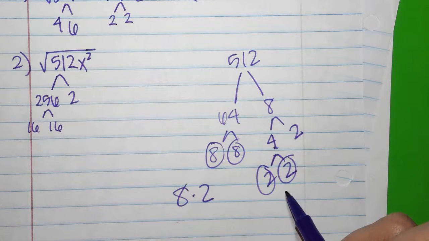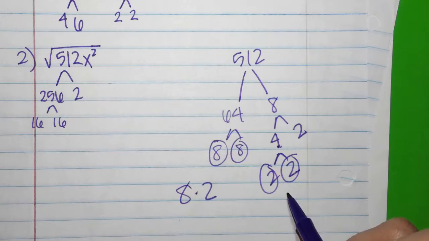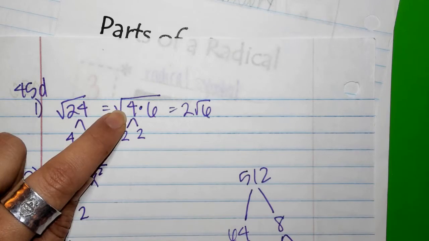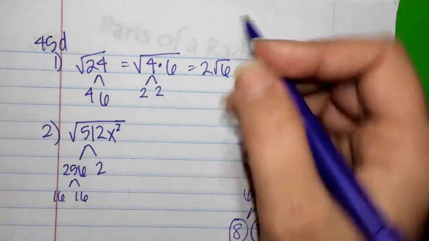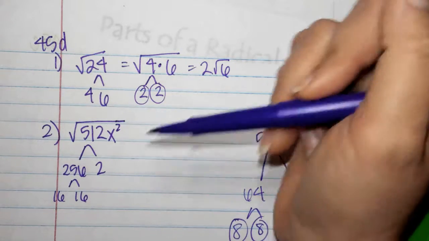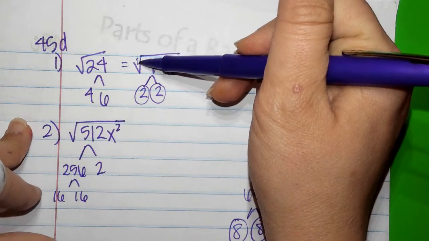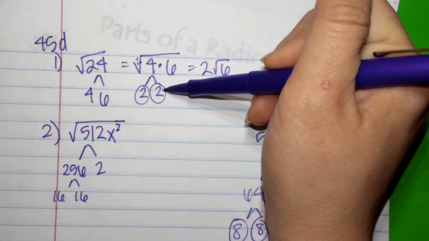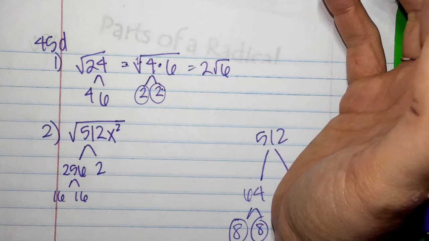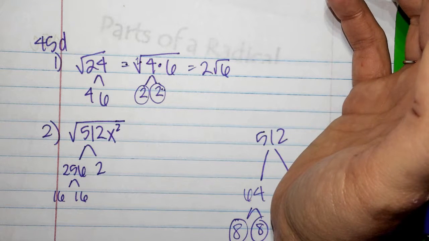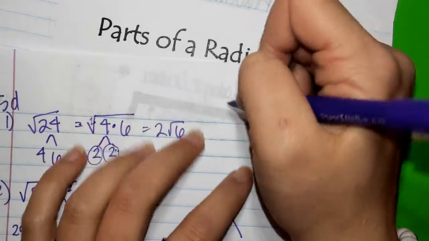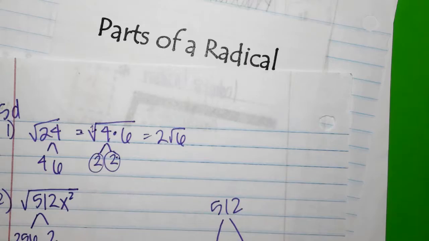On the first one, how did you get the 2 root 6? Because what's the square root of 4? 2. So, once you get 2 of the same number, you take the square root of it, because the square root means 2. So we need 2 of the same number. We take one of them and move it to the outside. The other disappears. We're still not understanding.